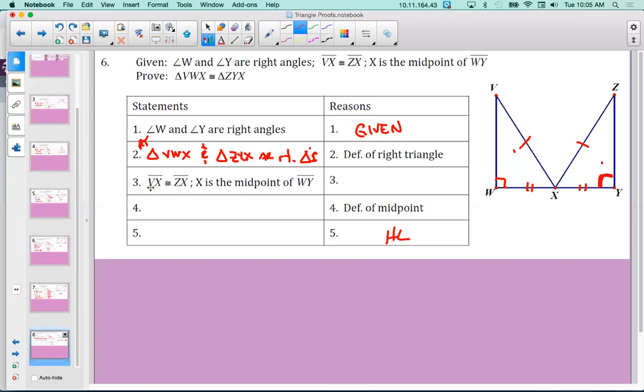It looks like the other two given things are right here in step 3. And within one of those, we actually are given our hypotenuse. That's what the VX congruent to ZX part is. Now we need to prove our leg. Just saying X is the midpoint is not enough. We can't just say, oh, we got our two leg segments, we're done. No, we have to show the leg segments. So we can now say WX is congruent to YX, because of the definition of midpoint. There's our leg. So we can say triangle VWX is congruent to triangle ZYX. Reason, hypotenuse leg.